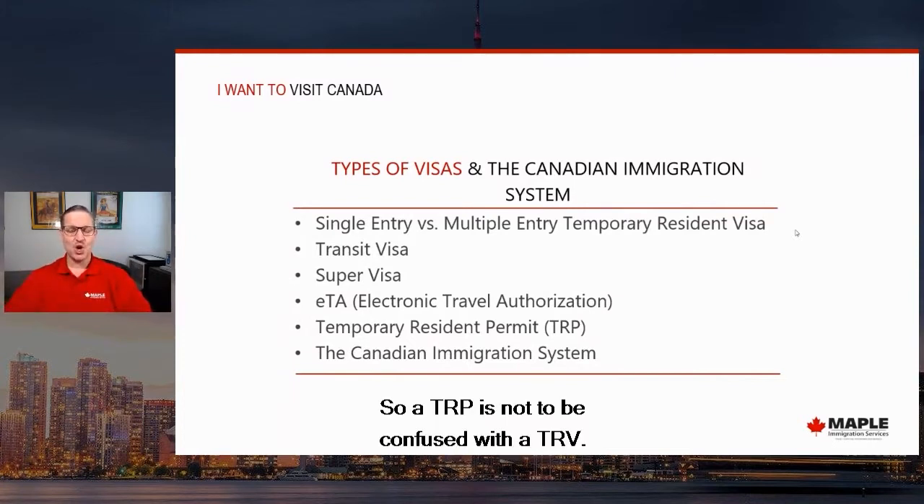Okay. So a TRP is not to be confused with a TRV. A TRP is when you have some form of inadmissibility. It is a discretionary tool that is used by, say, a CBSA officer or an IRCC officer, where they can actually allow you, by issuing you a TRP, to overcome some sort of inadmissibility. So I'll give you an example.